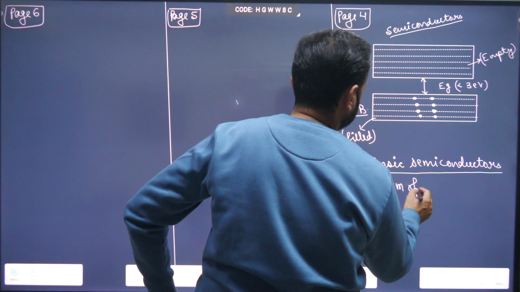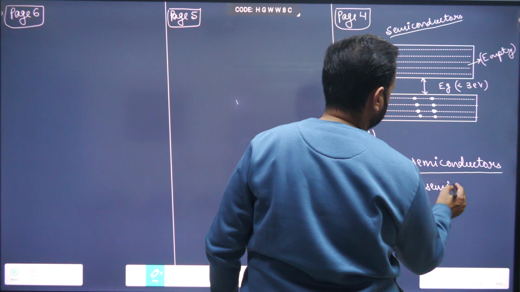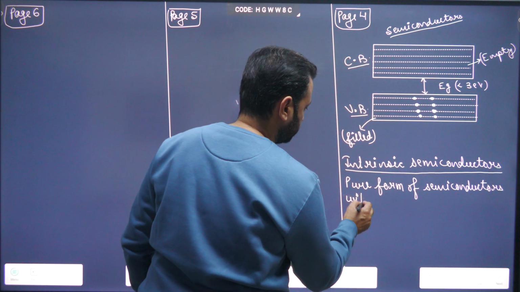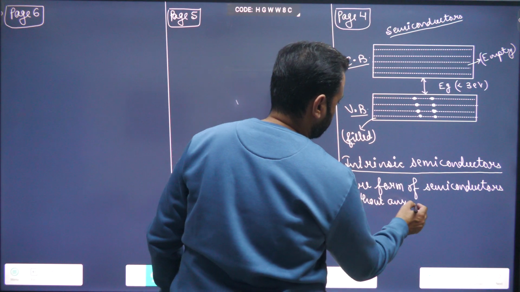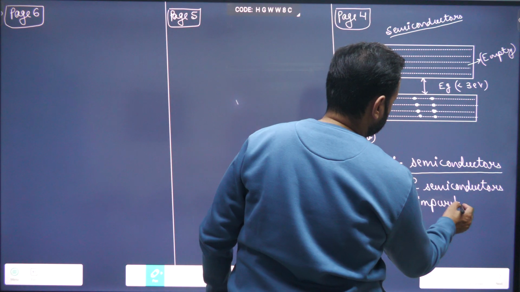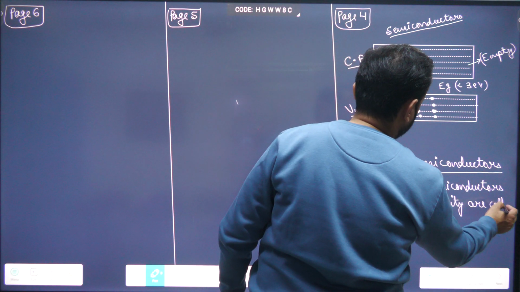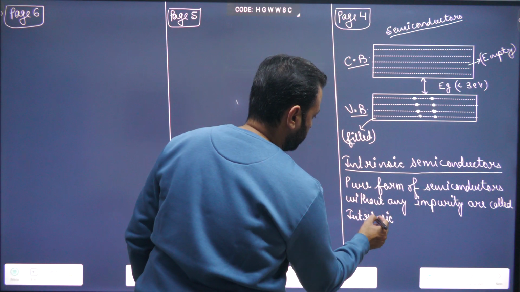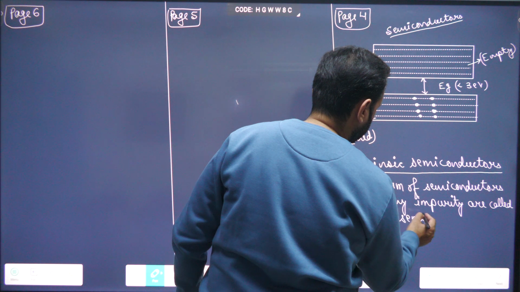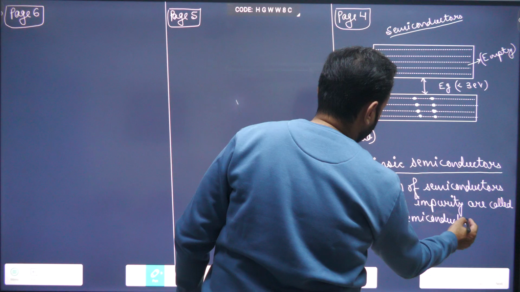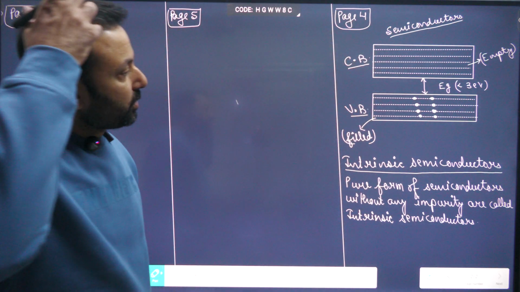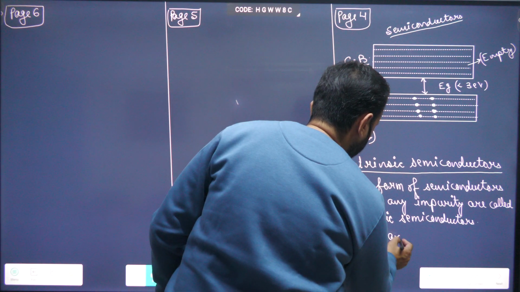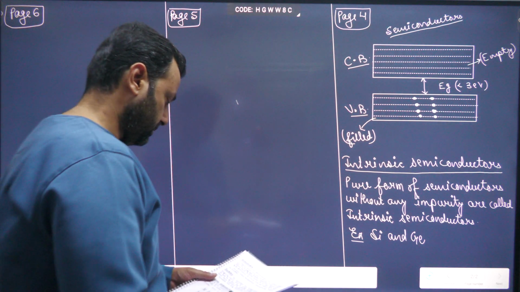The pure form of semiconductors, without any impurity, are called intrinsic semiconductors, and examples are silicon and germanium.